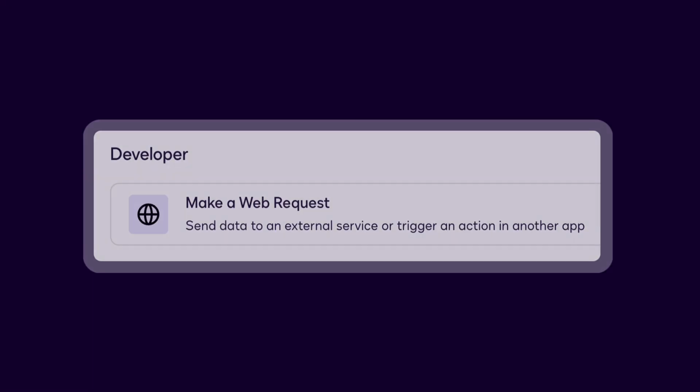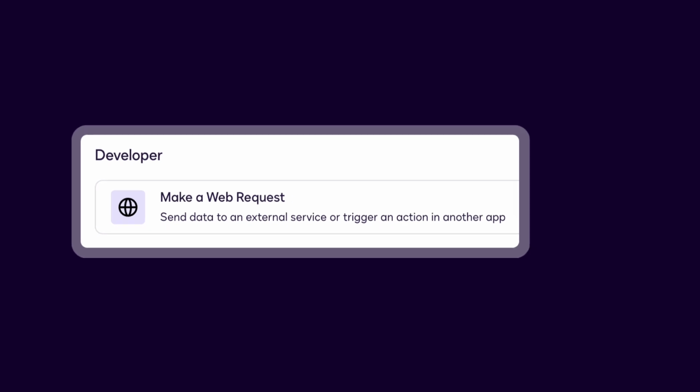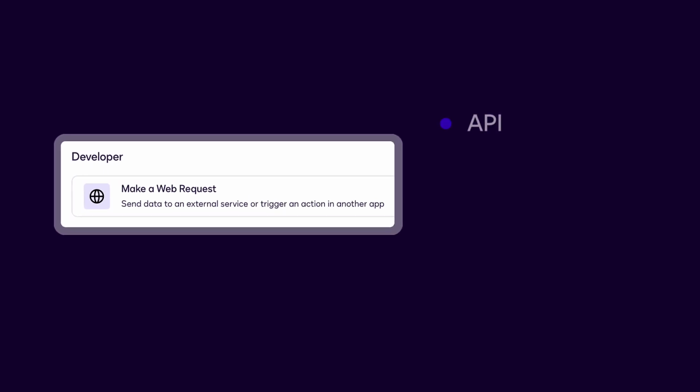The Make a Web Request step is an advanced DocuSign workflow builder option that lets your workflow interact with other applications to seamlessly send or retrieve data. This step allows you to connect to an API, CRM, or internal database directly from your workflow.